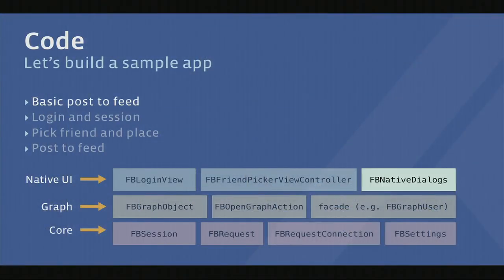So we're kind of here. We walked through basic post to feed. I just remembered I need to walk through the block diagrams here. So we did the dialog. We did login view and FBSession. So we talked a little bit about that. Now we're going to go use the UI controls to pick friend and place. So can we come back to the display?